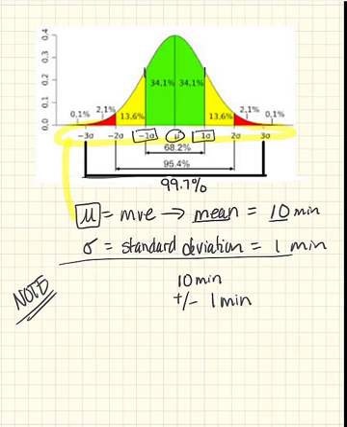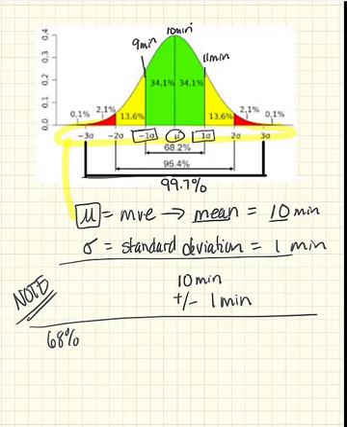So if we know that on average it takes 10 minutes to run a mile and the standard deviation is 1 minute, we now know that 68% of the population of our sample ought to run our mile between 9 minutes and 11 minutes, because -1 standard deviation is going to put us at 9 minutes, the mean is 10 minutes, and +1 standard deviation, now we're at 11 minutes.